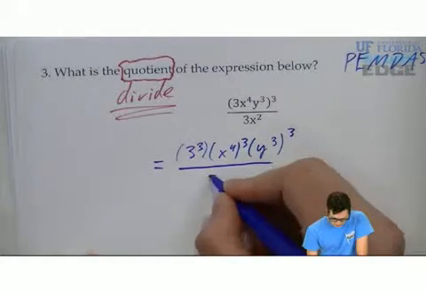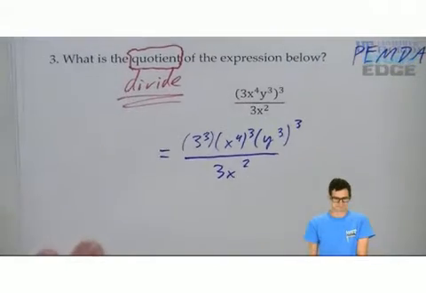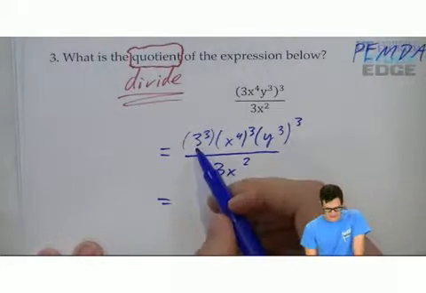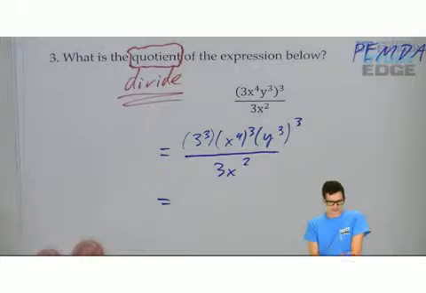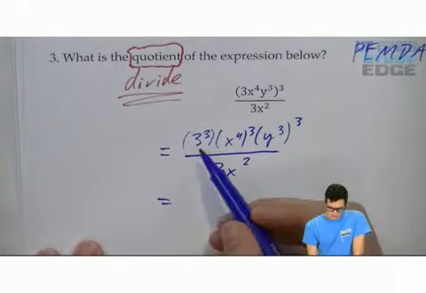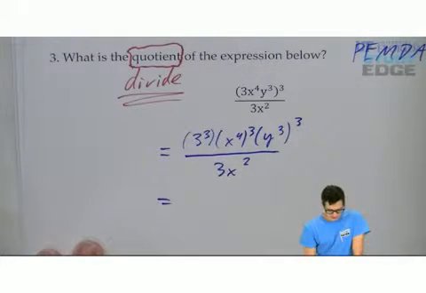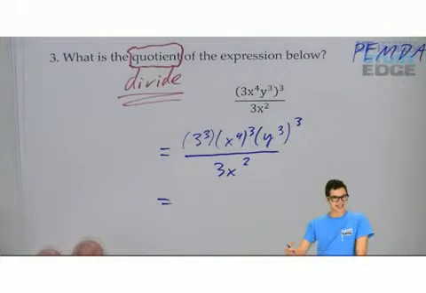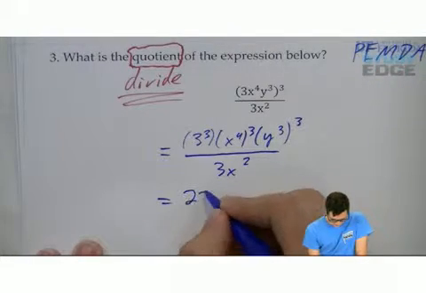And then at the bottom we still have 3x squared. The first thing we have here is 3 cubed. Let's go ahead and simplify that. We can multiply that out. 3 times 3 is 9, times 3 is 27.